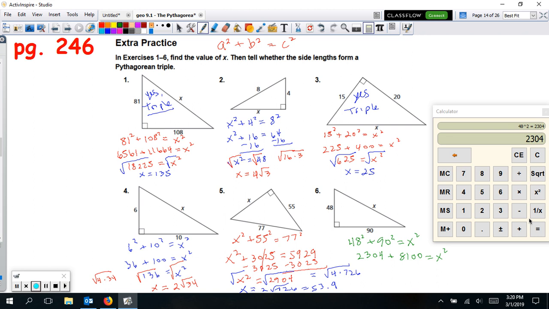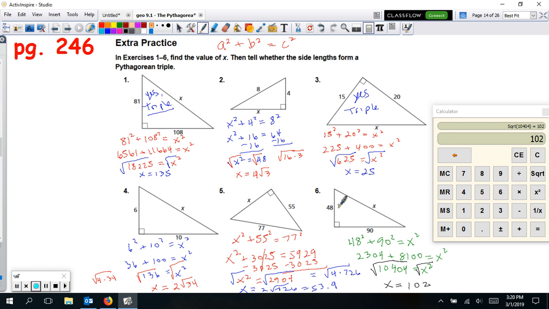So I'm just going to add these two together. There's too many zeros there. So plus 8100. There we go. So I'm going to get 10,404 equals x squared. And let's go ahead and take the square root now of both sides. And so x will equal, let's just see, is this a perfect square? Square root of that, it is 102. So it is a perfect square.